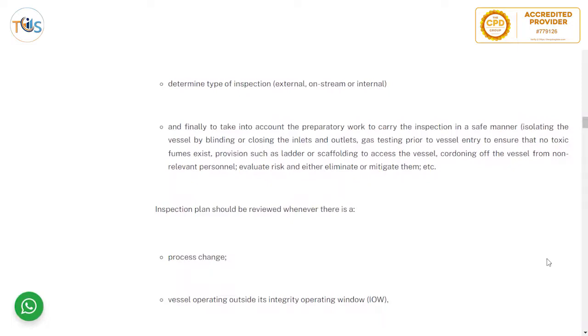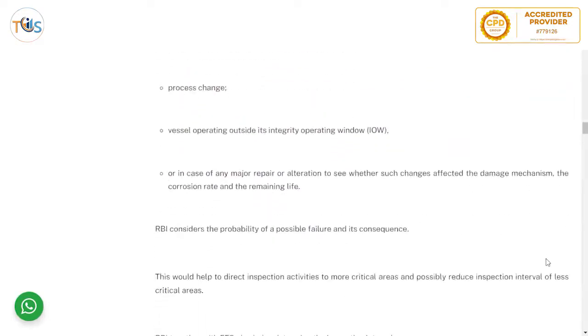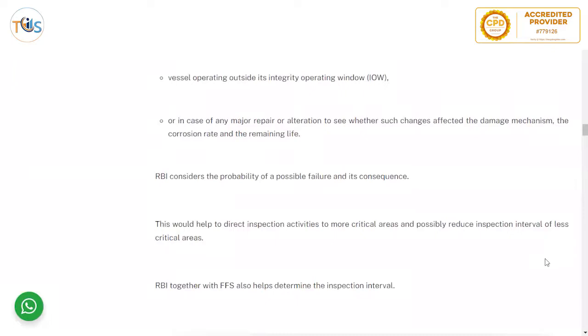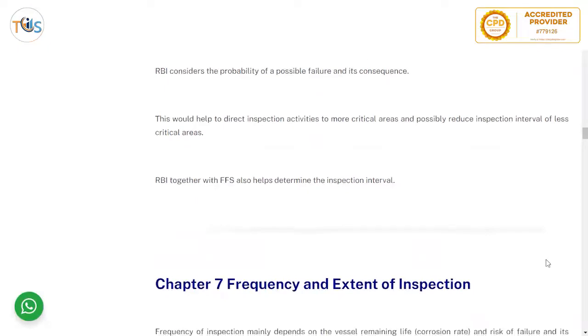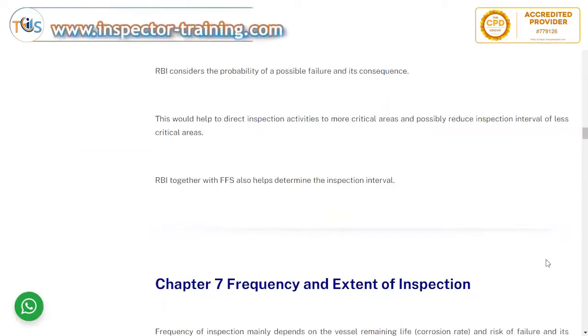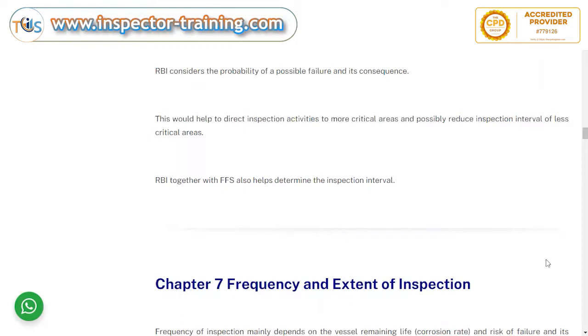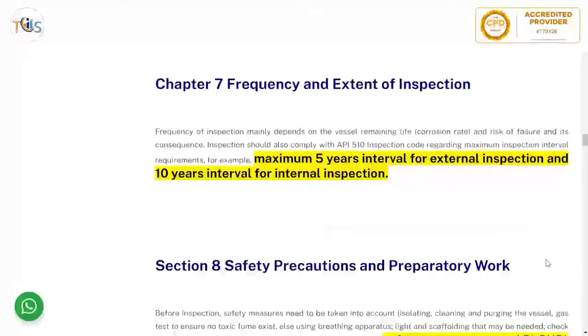Inspection plan shall be reviewed whenever there is a process change, the vessel operates outside its integrity operating window, IOW, or in case of any major repair or alteration, to see whether such changes affect the damage mechanism, the corrosion rate, and the remaining life. RBI considers the probability of a possible failure and its consequence. This helps direct inspection activities to more critical areas and possibly reduce inspection interval of less critical areas. RBI together with FFS also helps determine the inspection interval.